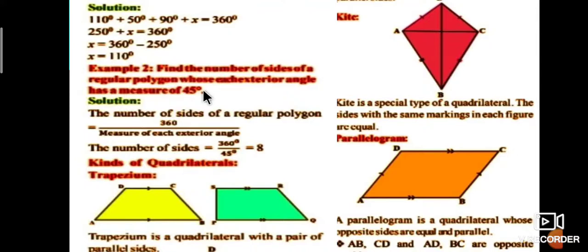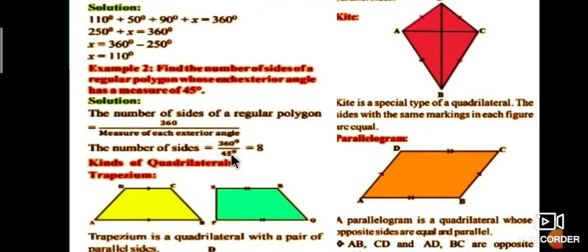Next, second example. Find the number of sides of a regular polygon whose exterior angle has a measure of 45 degrees. The number of sides of a regular polygon is equal to 360 divided by the measure of each exterior angle.